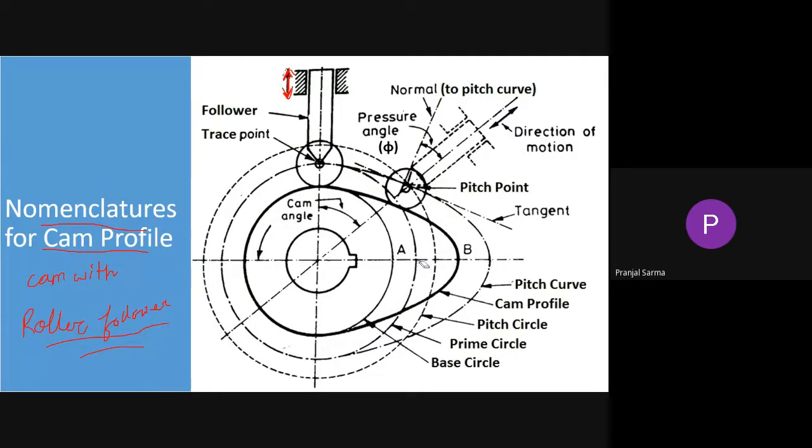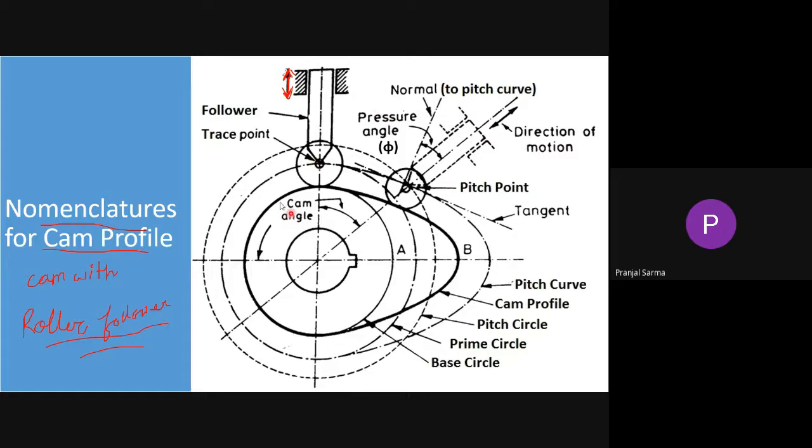Now there is another word you can see, called the trace point. What do we understand by trace point? It is the reference point on the follower for the purpose of tracing the cam profile. Whenever you are going to design a cam profile later on, this trace point data will be important. So this is the reference point lying on the follower for the purpose of tracing the cam profile.